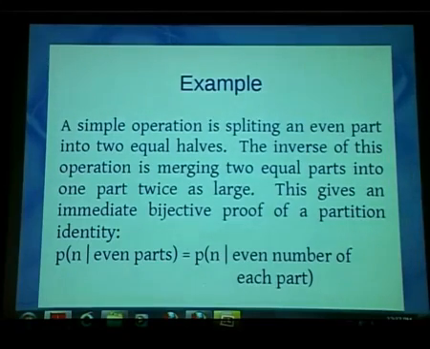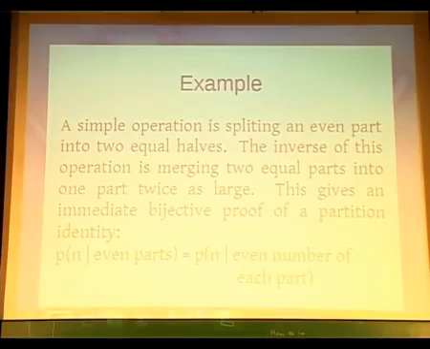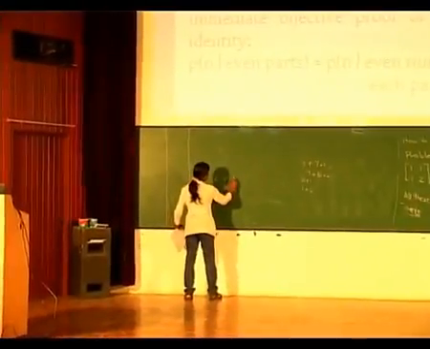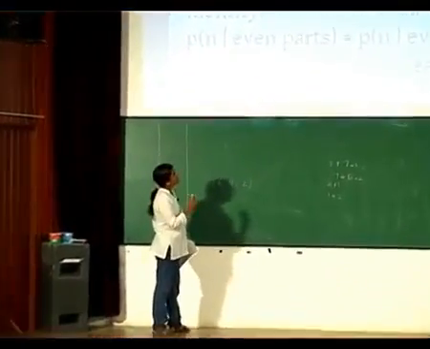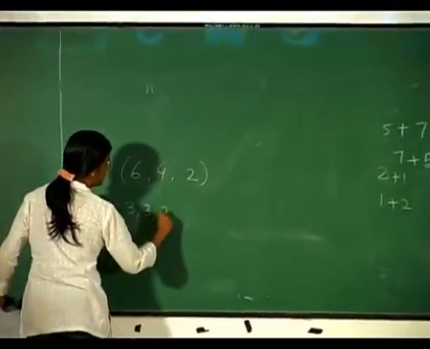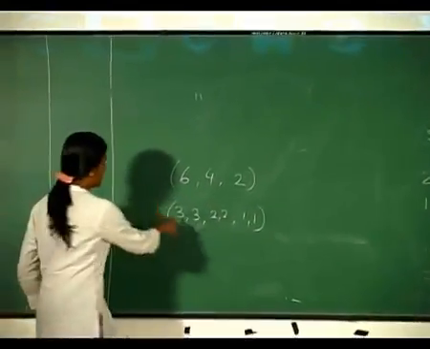So what it says is, if you have a partition where every part is an even part, for example, picking a partition which has every part as an even part, then I can associate a partition having an even number of each part by just splitting, so each part appears an even number of times.